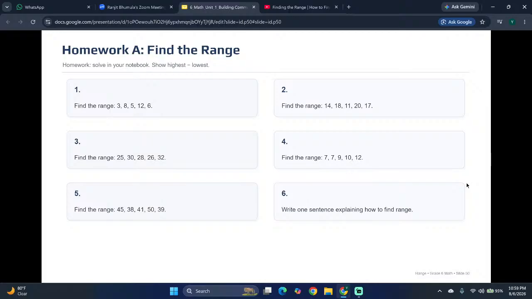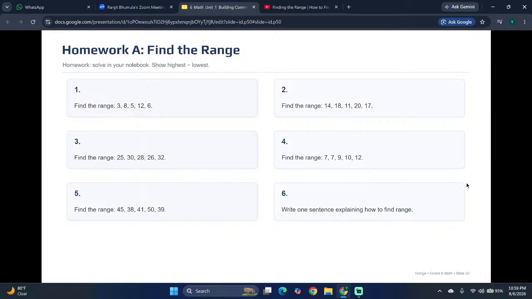Number 1, find the range: 3, 8, 5, 12, and 6. Number 2, find the range: 14, 18, 11, 20, 17. Number 3, find the range: 25, 30, 28, 26, 32. Number 4, find the range: 7, 7, 9, 10, 12.